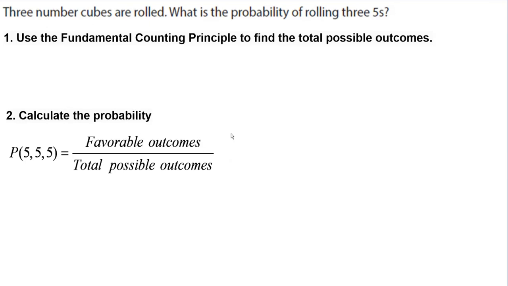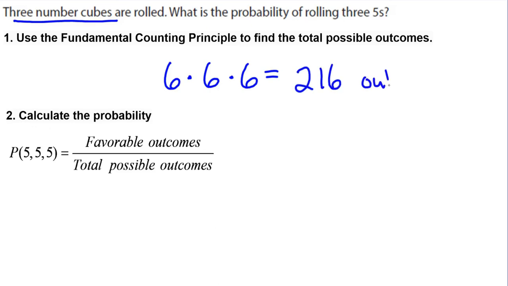Here, three number cubes are rolled. What is the probability of rolling all fives? So if you're a Yahtzee player, you might want to know this. So using the fundamental counting principle, we're going to calculate the total possible outcomes here. Well, we've got three number cubes that are rolled. So there are 6 outcomes for the first, 6 outcomes for the second, and 6 outcomes for the third die. So if we multiply all of those together, 6 times 6 times 6, you get 216 possible outcomes when you roll 3 dice.